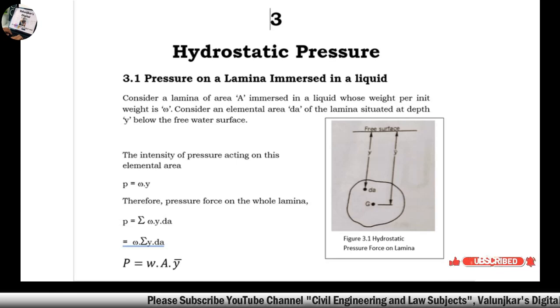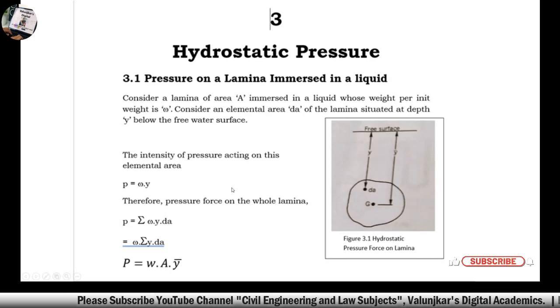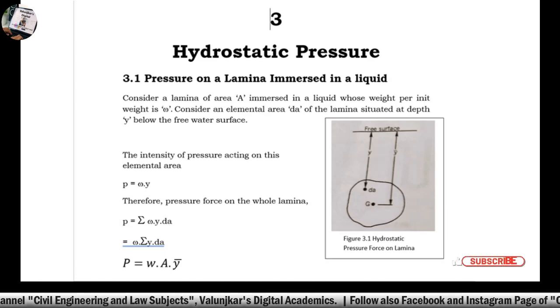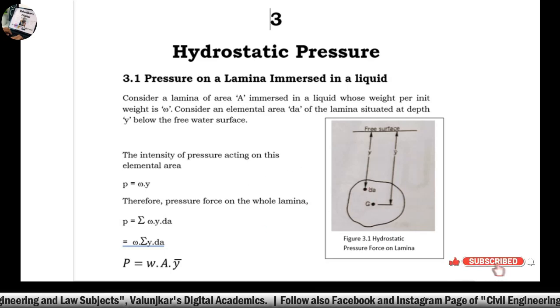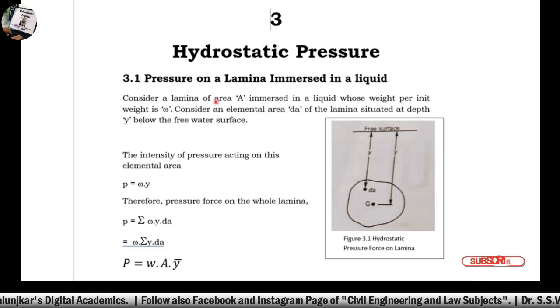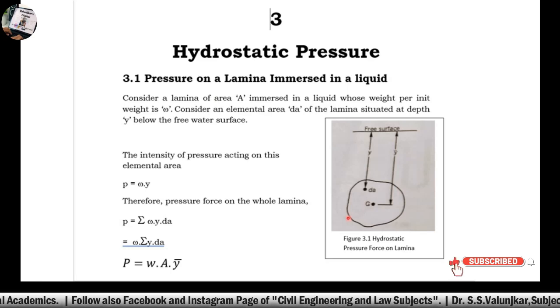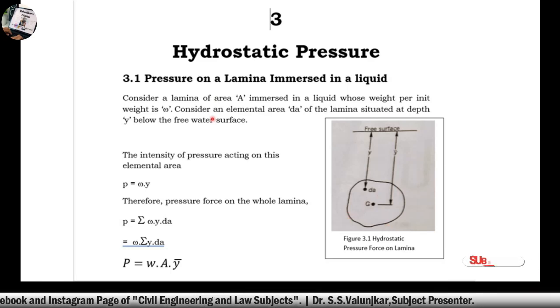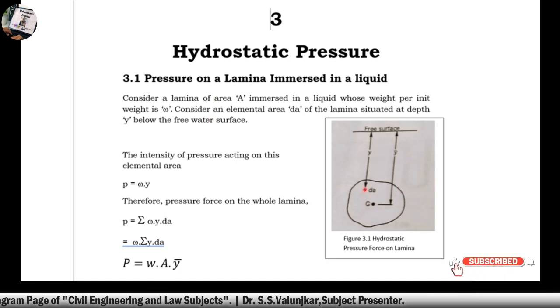Now let us begin with our chapter, pressure on lamina immersed in a liquid. Now consider a lamina of area A immersed in a liquid whose specific weight is W. Consider the elemental area dA. Let us consider this is lamina A whose specific weight is W. And consider the elemental area dA, let us say this is the elemental area dA here, situated at depth y below the free water surface.